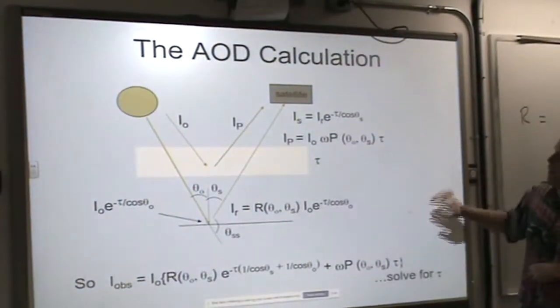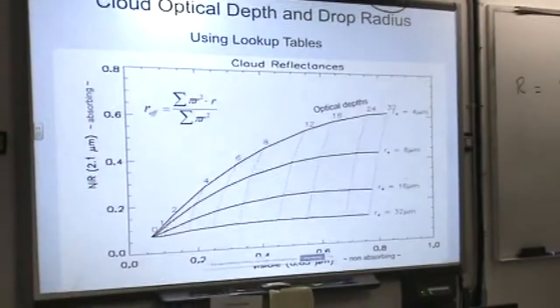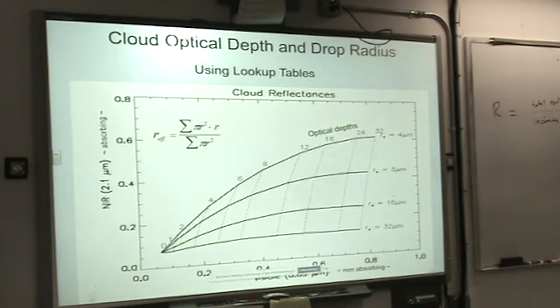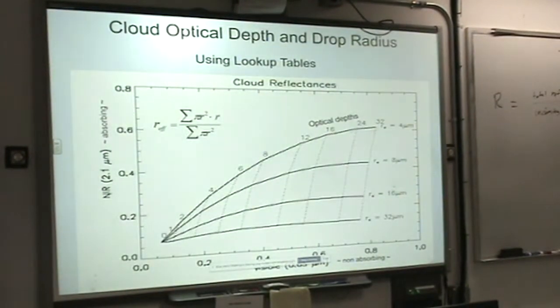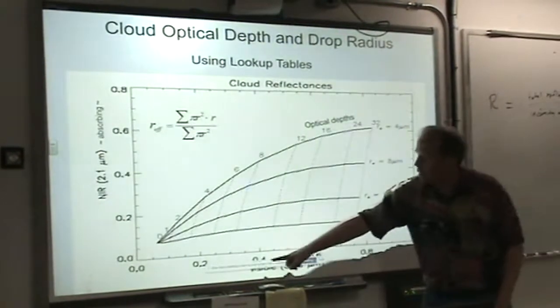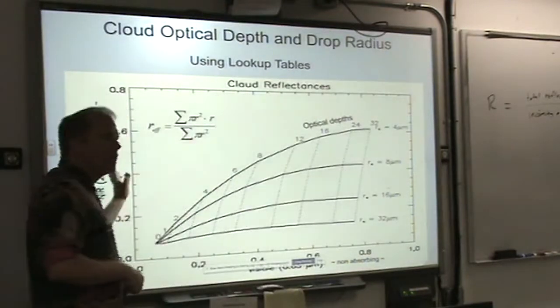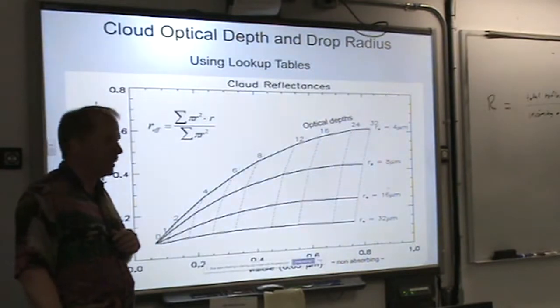Okay? Go on. How about if we wanted to know the cloud optical depth? Well, we usually have two things that we're dealing with. We have a cloud optical depth, and you also have the size of the particles in there. And it's going to change how much reflection you get. So the way that we do this is we usually have a visible beam of light, and we have a near-infrared beam of light, which is absorbing a little bit in the water. It's kind of key that these two beams of light behave differently.